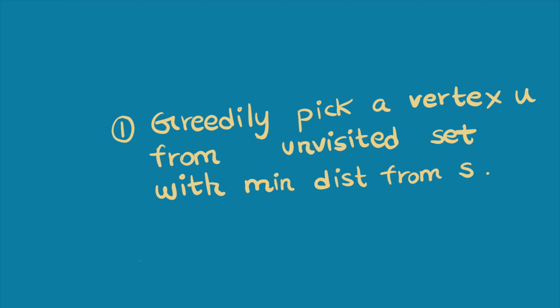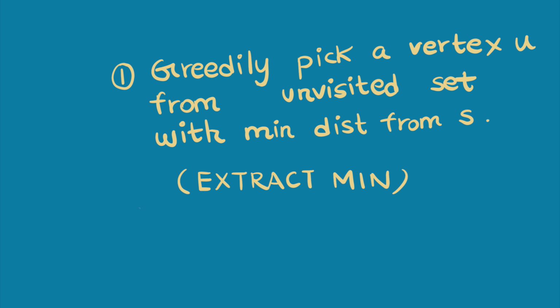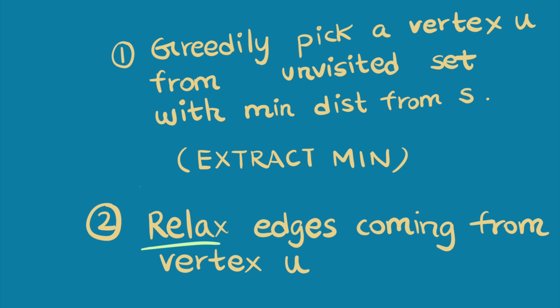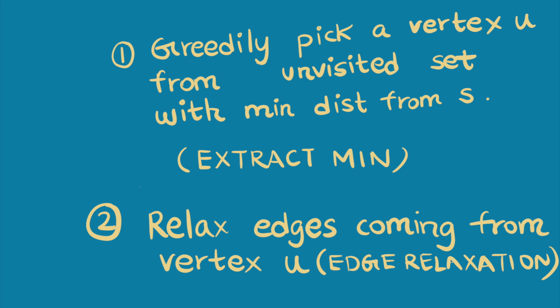Dijkstra's algorithm repeats the following two steps. First, we greedily pick a vertex u from the unvisited set that has the minimum distance from S. This is called the extract min operation. And next, we relax edges that are coming from vertex u, a step that's called edge relaxation.